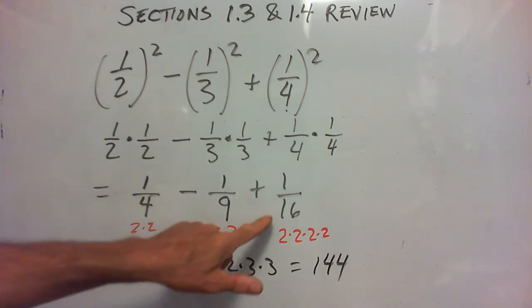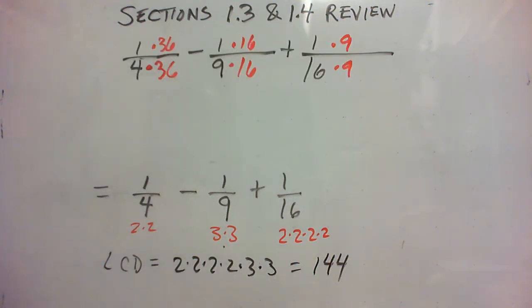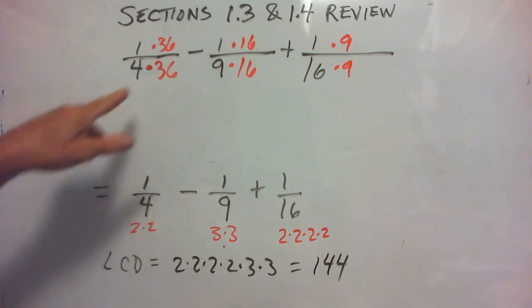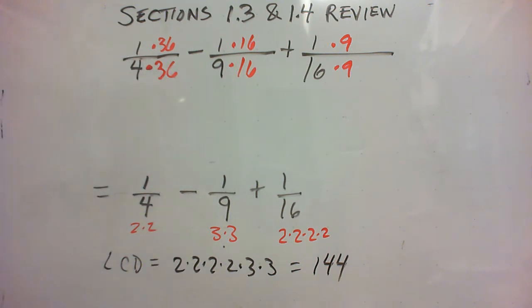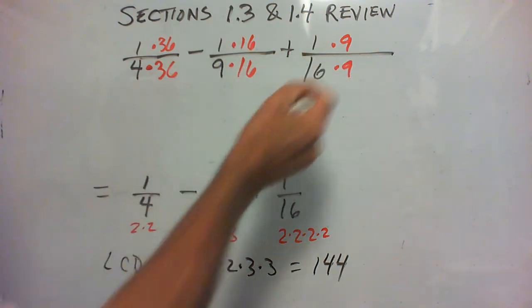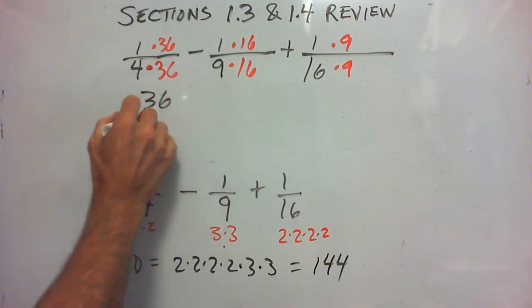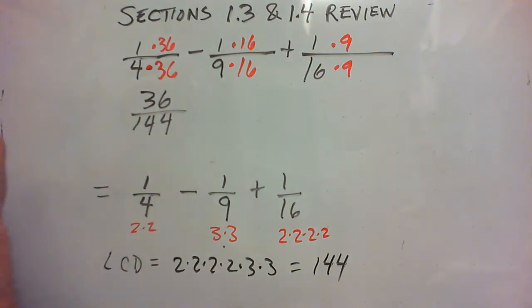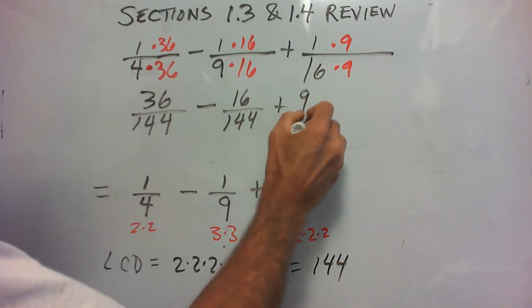You could have also found that by taking multiples of 16 until you got up to 9 times 16. So we multiply the fractions so they have the same least common denominator. The 1/4 is times 36 and 36. Then 1/9 is times 16 and times 16, and the 1/16 is times 9 and times 9. So our new problem is 36 over 144 minus 16 over 144 plus 9 over 144.